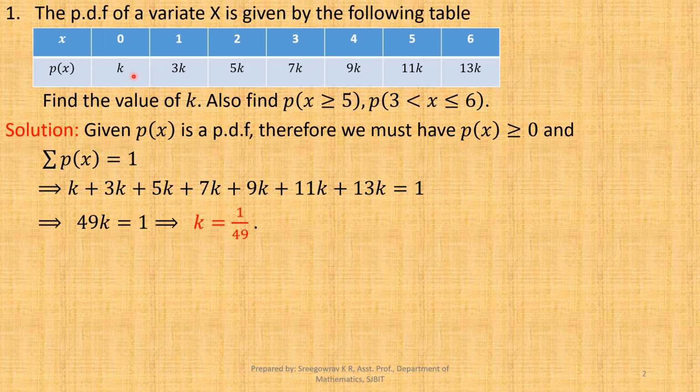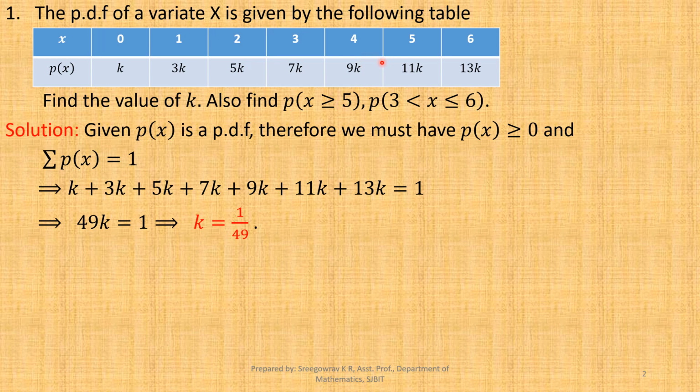If I substitute the value of k in these respective values, clearly we observe that all the values are greater than 0. So the first condition is satisfied. Remember one important point, k cannot be a negative value. Now I'll move on to the second sub question. They are asking us to find p of x greater than or equal to 5. Observe the given inequality, greater than or equals is there. That means 5 is included in our interval.